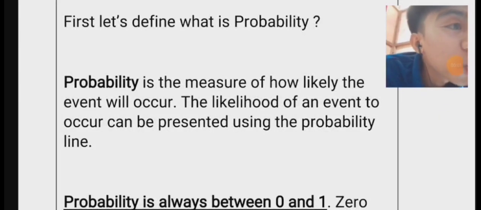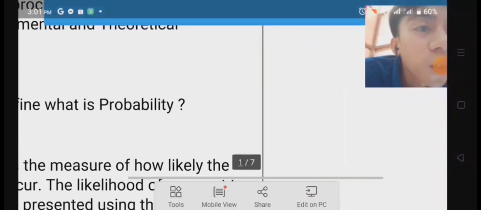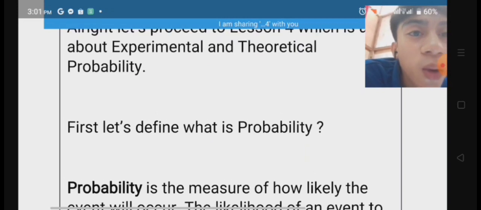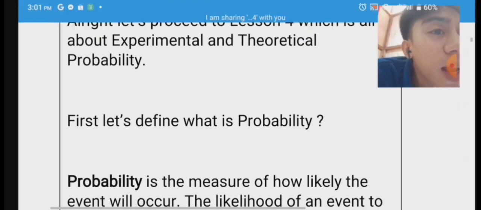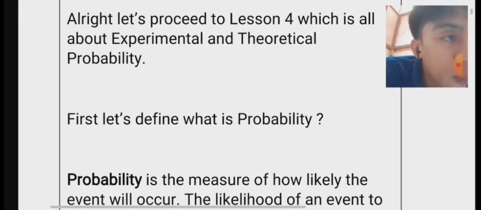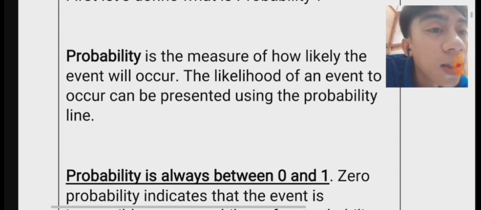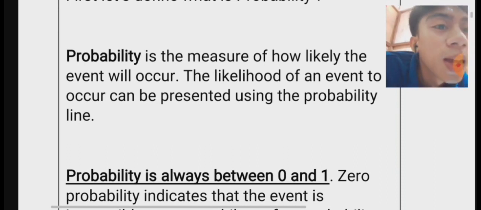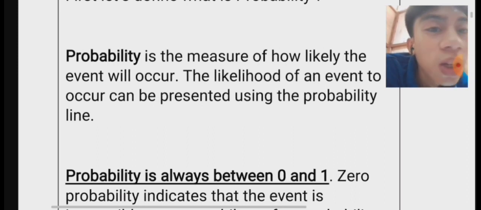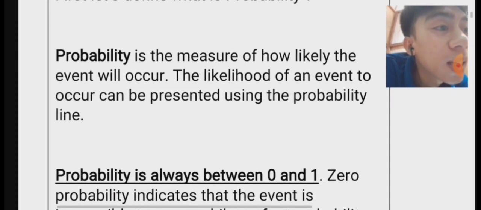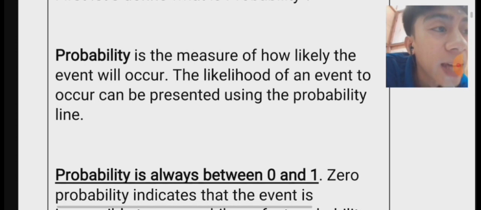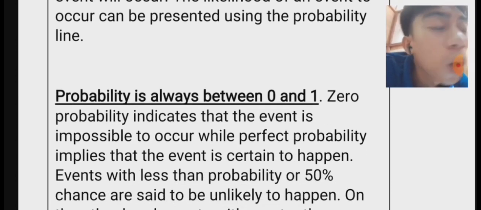So now let's proceed to lesson 4, which is all about experimental and theoretical probability. So first, let us define what probability is. Probability is the measure of how likely the event will occur. The likelihood of an event to occur can be presented using the probability line. So probability is always between 0 and 1.